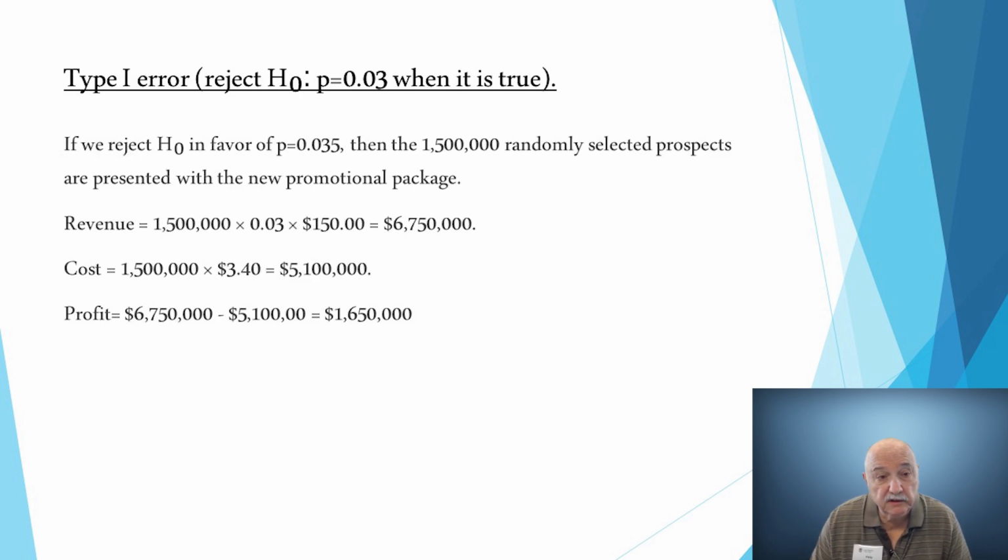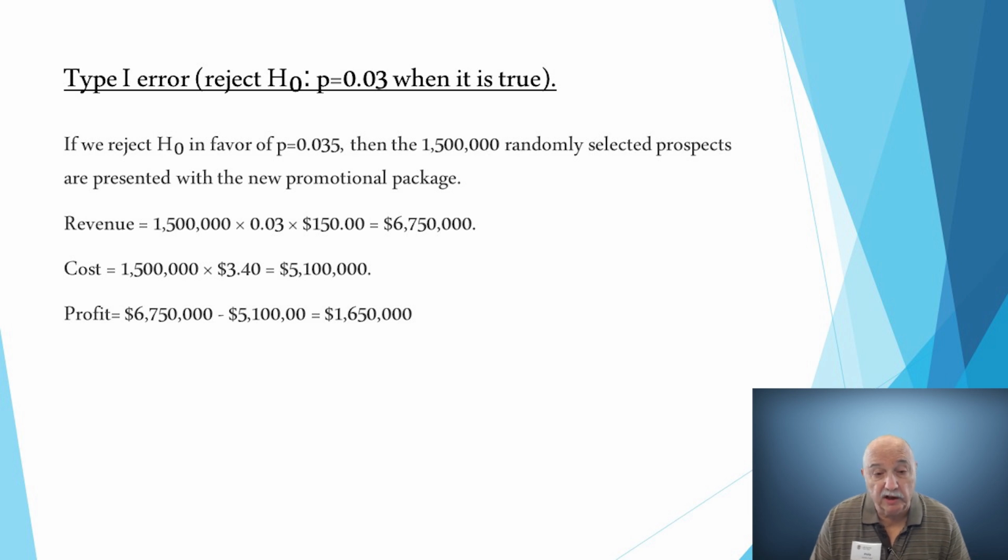Okay. Now, let's take a look at the possible decisions that can be made in this scenario. If we commit a type 1 error, that means that we have rejected the null hypothesis that the population pull is 3%, when that is actually true. Now, if you reject the null hypothesis in favor of the alternative, okay, then the 1.5 million randomly selected prospects would be presented with the new promotional package. I mean, that's our decision.